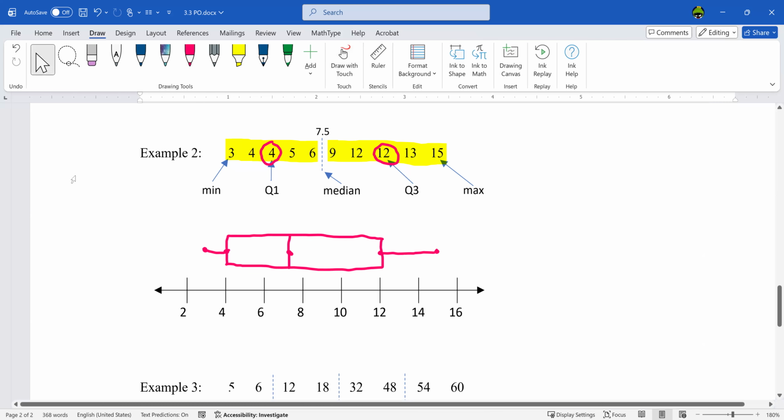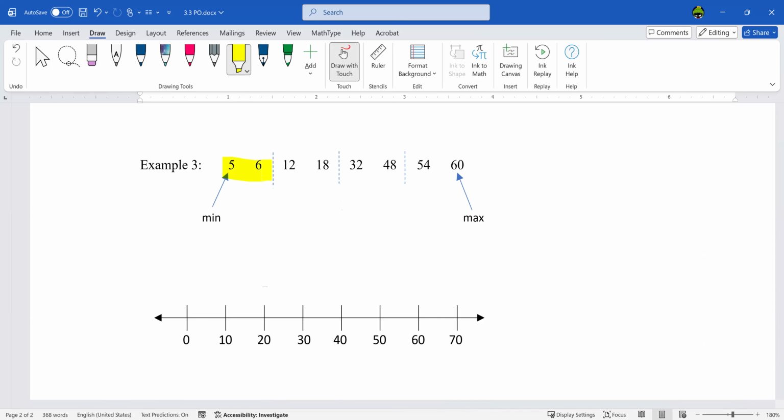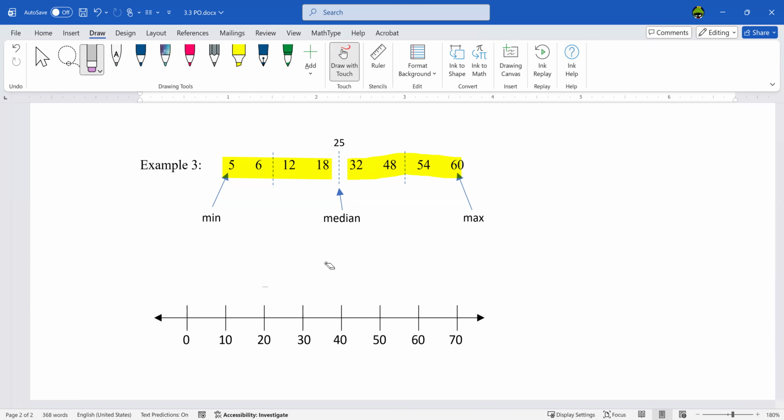I do have one last example here. Looking here, my minimum would be 5. My maximum would be 60. If I count how many pieces of data, 1, 2, 3, 4, 5, 6, 7, 8. Once again, there is no median per se. My median would be the number between 18 and 32. 18 plus 32 is 50. Half of 50 is 25. So my median there is 25.